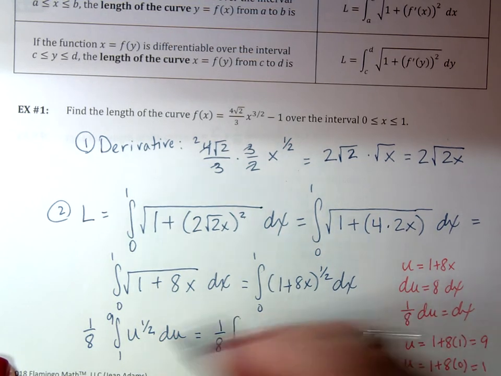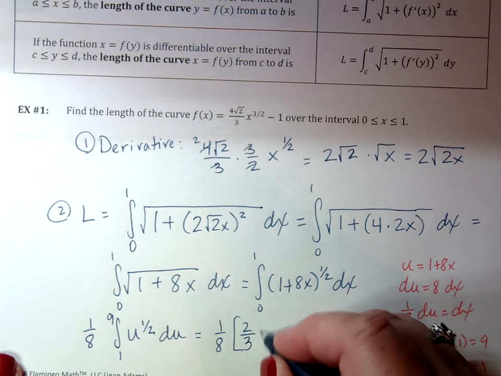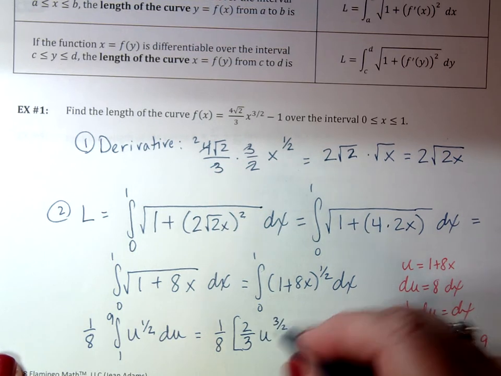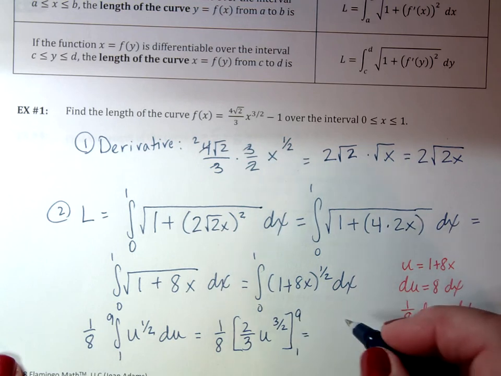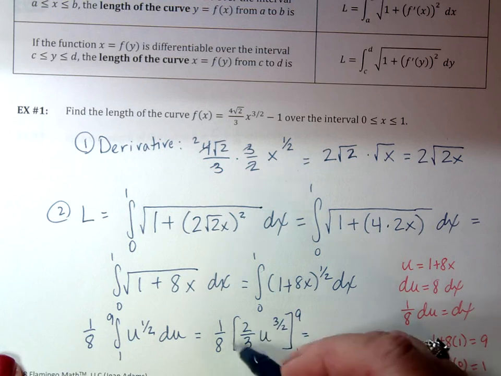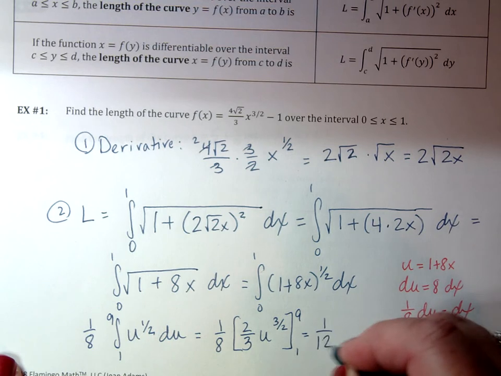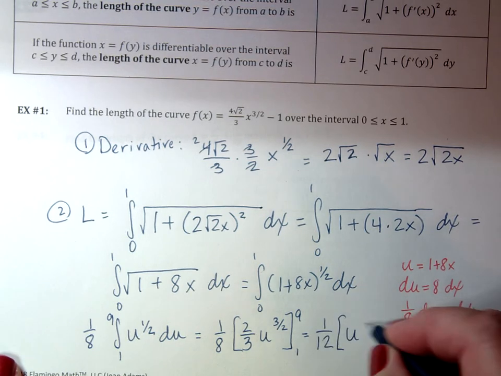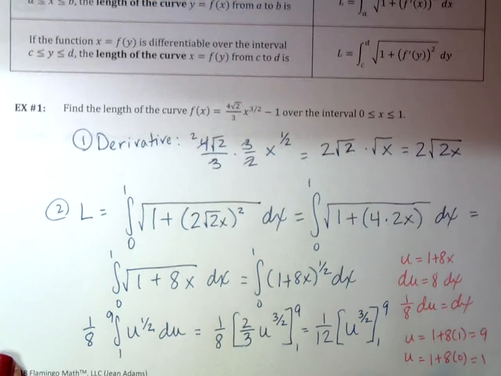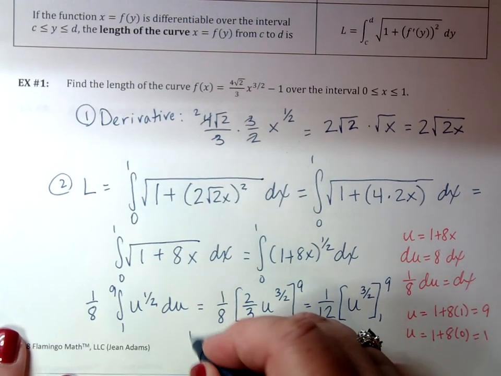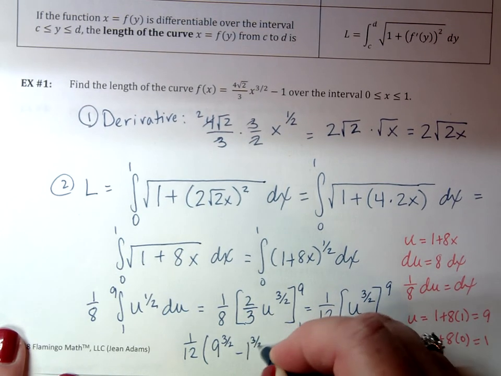U to the 1/2, add a power on, divide by that power, so it's u to the 3/2 with the 2/3 in front, going from 1 to 9. Can I make that any better? Yeah, this becomes a 1/12. 2 and 8 cancel. 1/4 times the 3 gives me 1/12. And I am u to the 3/2 going between 1 and 9. I'm running out of space. Good thing it's almost over. I've got 1/12. If I put a 9 in here to the 3/2 minus a 1 to the 3/2, that should get me my answer in the end.